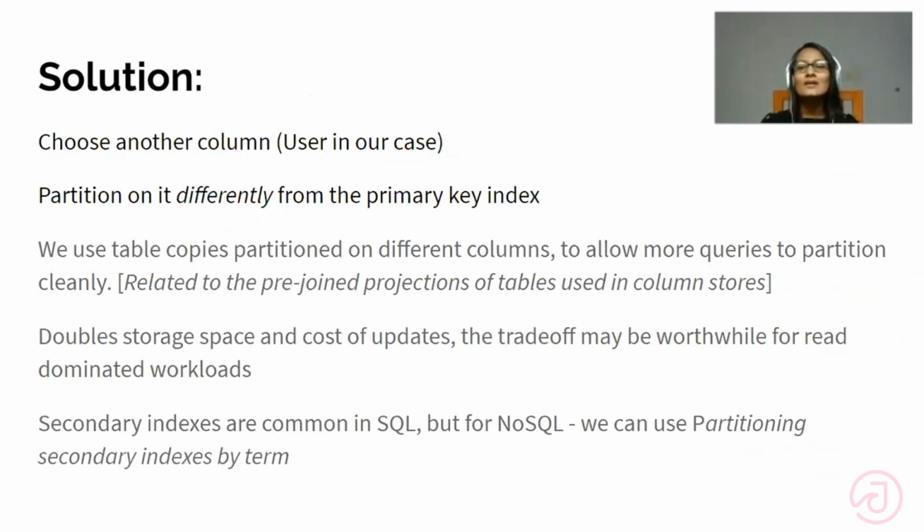So what we're doing here is that we have a review table, and we use 2 copies of the review table, which are partitioned on different columns, and this allows more queries to be executed. Both types of queries that we saw get executed at single shards so that they're faster.